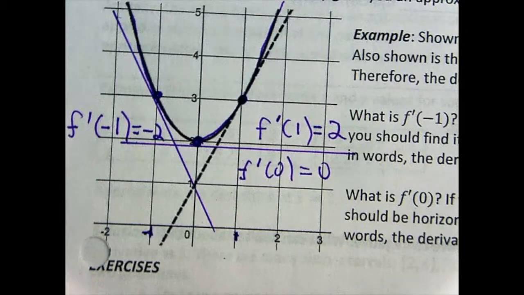So the derivative at a point is nothing more than the slope of the tangent line at that point. That's all it is, okay?